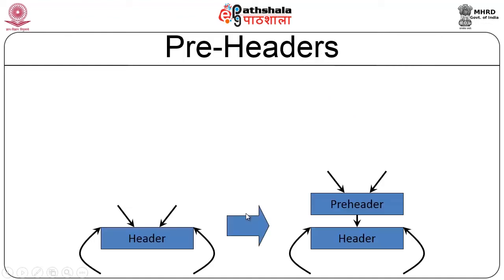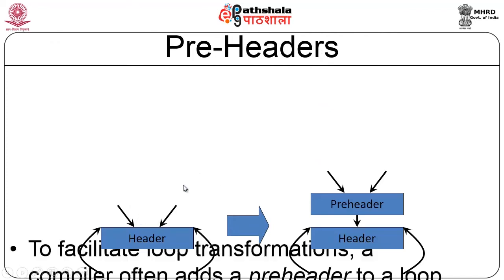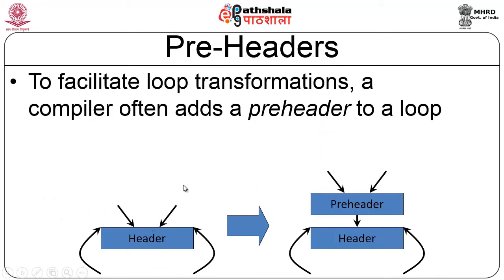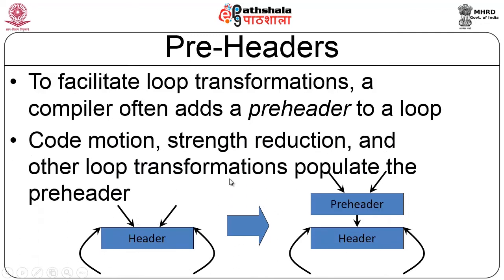Now, there is a concept called pre-header and header. To facilitate loop transformations, a compiler often adds a pre-header to a loop. The first basic block is called the header. In addition to that, there is one more block added just above the header, which we call the pre-header. The pre-header is typically used for performing code motion or some strength reduction. It's part of your loop optimization.